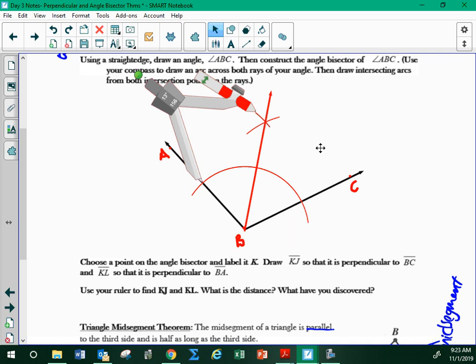Yeah, guys, depending upon your compass width, your intersection point might have been down here. That's fine, just as long as it intersects somewhere. Just make sure it looks good. Thank you.